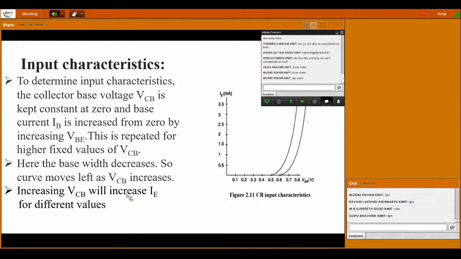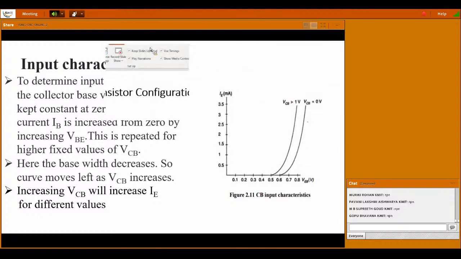Now, this is your characteristics. On the x-axis, we have taken the VEB. On the y-axis, we have taken the input current IE. IE is in the milliamps range, whereas VEB is in volts. Initially, we apply 0 volts, and from that 0 volts, we gradually increase towards the fixed values of your VCB.